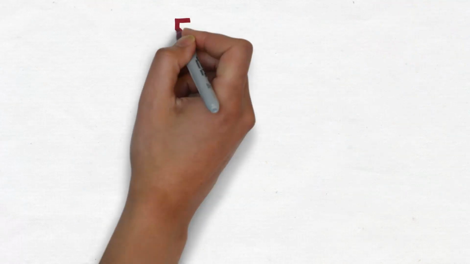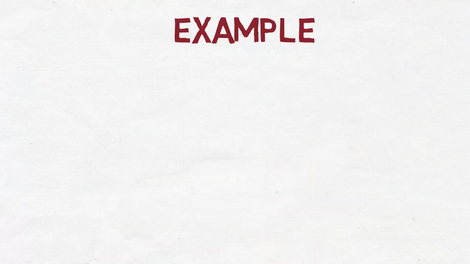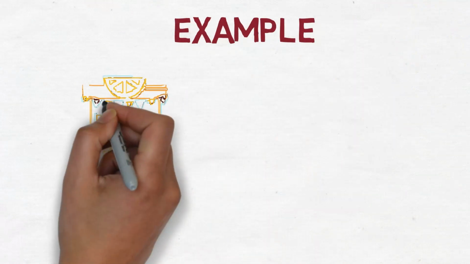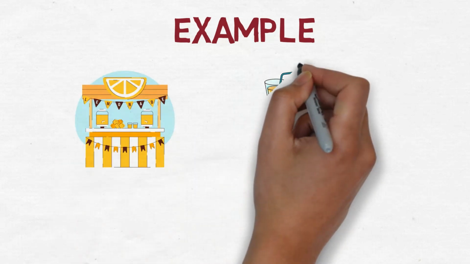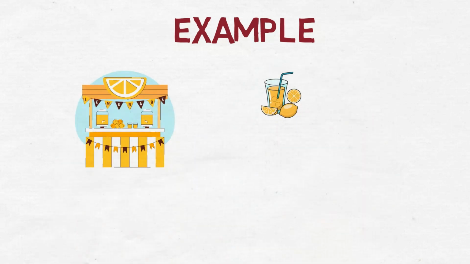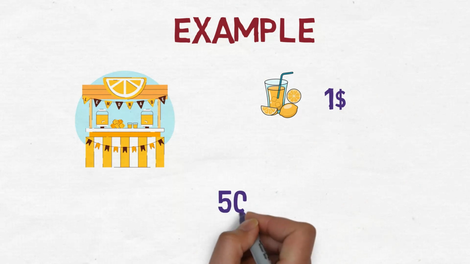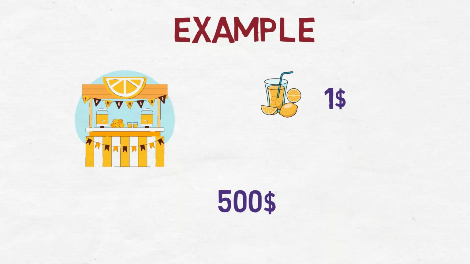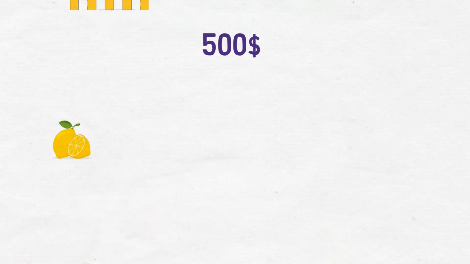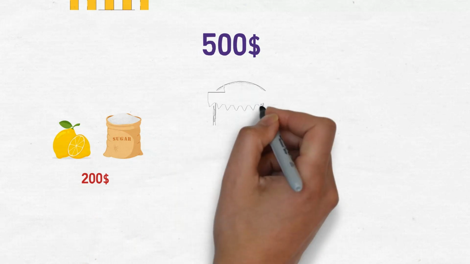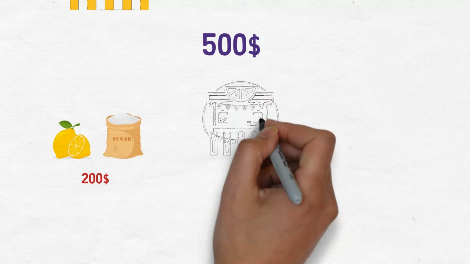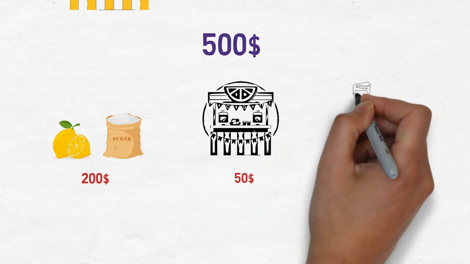Now, let's use an example to illustrate. Imagine you run a lemonade stand. You sell lemonade for $1 per cup, and you've made $500 in revenue in a day. But, to make that lemonade, you had to buy lemons and sugar for $200, pay for your stand's rent for $50, and pay your employee $100.